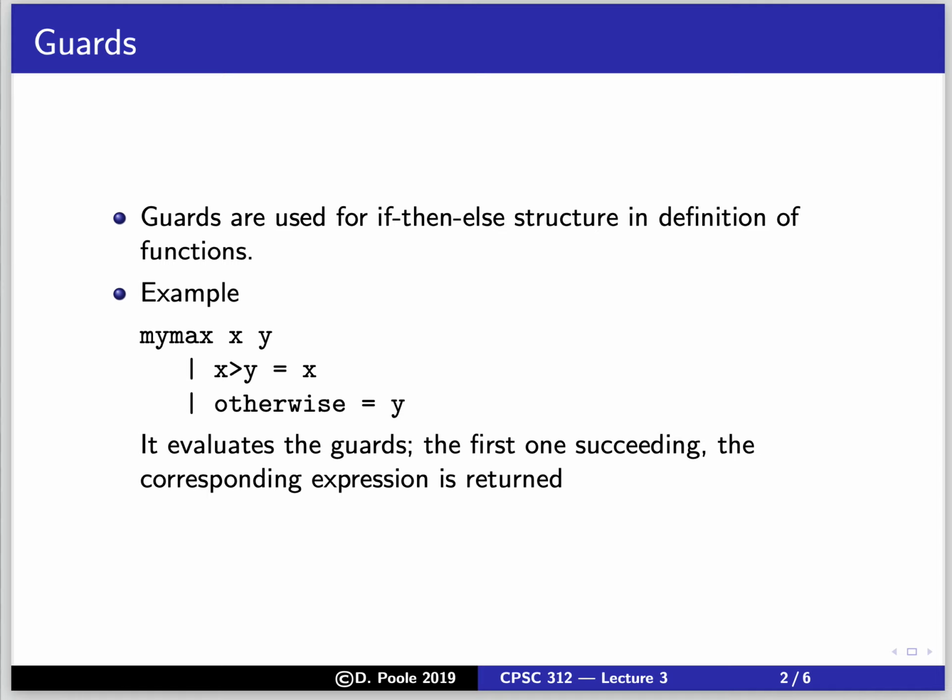So it evaluates the guards. The first one succeeding, the corresponding expression is returned, and otherwise here is just a nice syntax, and it just evaluates to true. So otherwise is just a variable with the value true. The reason we put it in is because it reads nicely. It's for human beings.